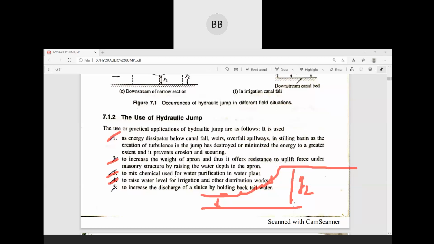The last one, you write number 5, to increase the discharge of a fluid by holding back tailwater.